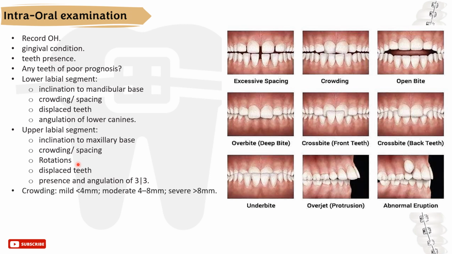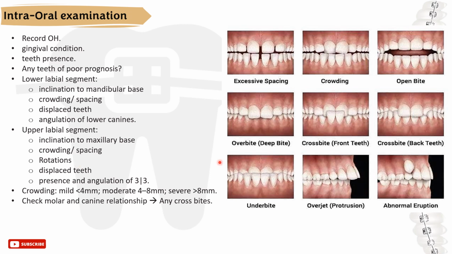Crowding. If the crowding is less than 4 mm, it is considered mild. And if it ranges between 4 to 8 mm, it is considered moderate. And if the crowding is exceeding 8 mm, it is considered to be severe.